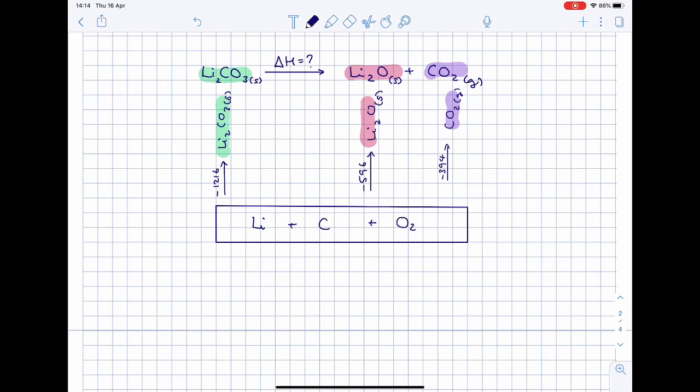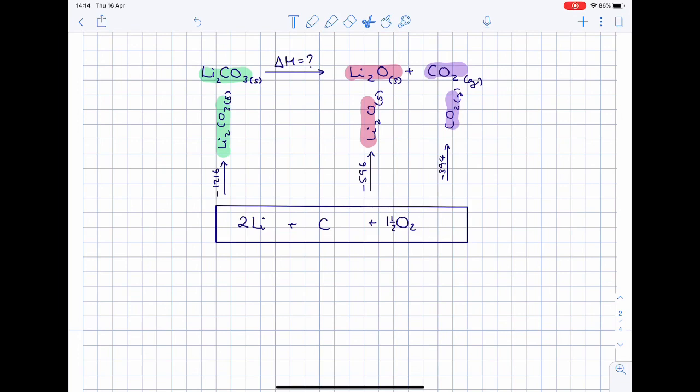I can leave it as that. I can even write elements in words. If I really want to be thorough, I can balance this equation. So we can see there's 2 lithiums on this side and 2 lithiums on this side. So there should be 2 lithiums here. I can see that there's 1 carbon this side and 1 carbon this side. So there's only 1 carbon. I can see there's 3 oxygens on this side and there's also 3 oxygens on this side. So I can put 1.5 here to balance both sides of the equation.